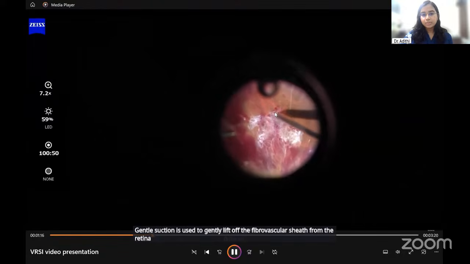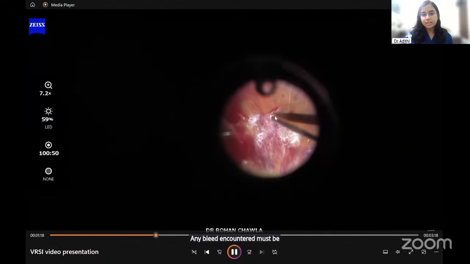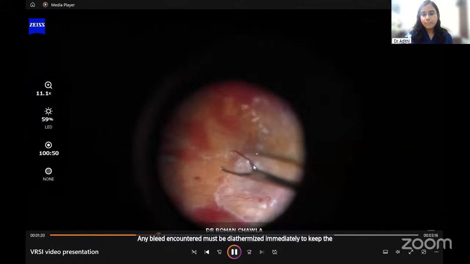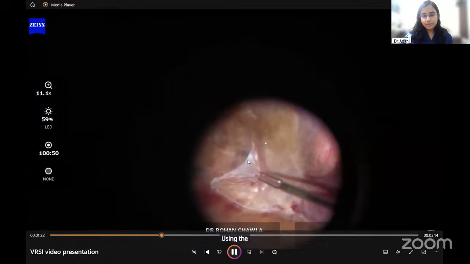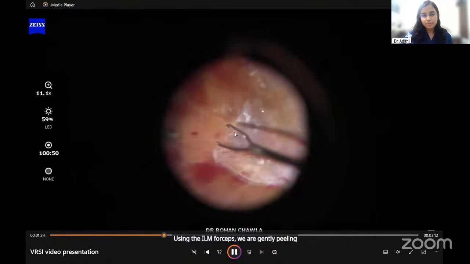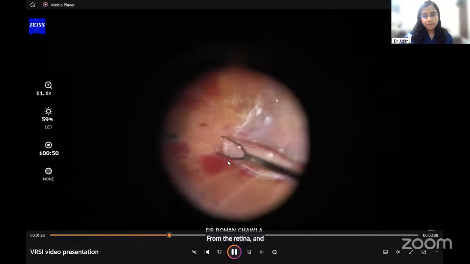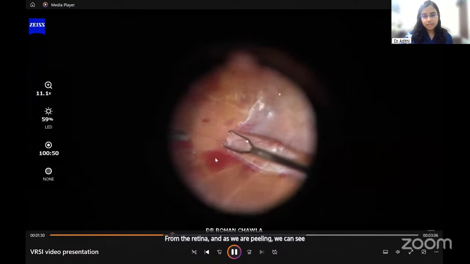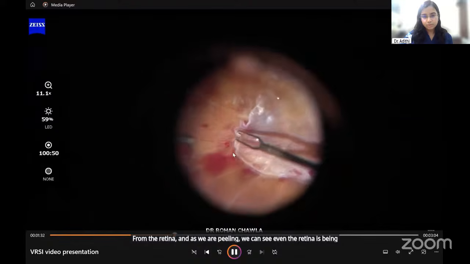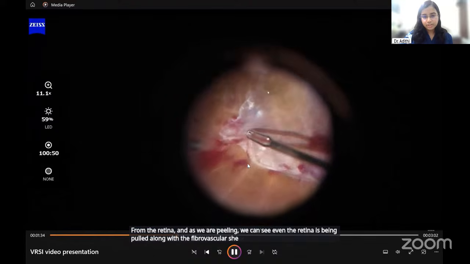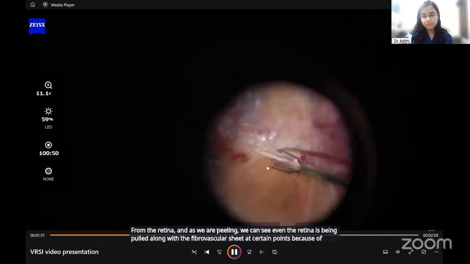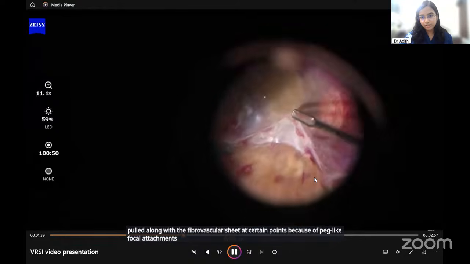Any bleed encountered must be diathermized immediately to keep the field clear. Using the ILM forceps, we are gently peeling off the fibrovascular sheet from the retina. And as we are peeling, we can see even the retina is being pulled along with the fibrovascular sheet at certain points because of peg-like focal attachments to the fibrovascular sheet.